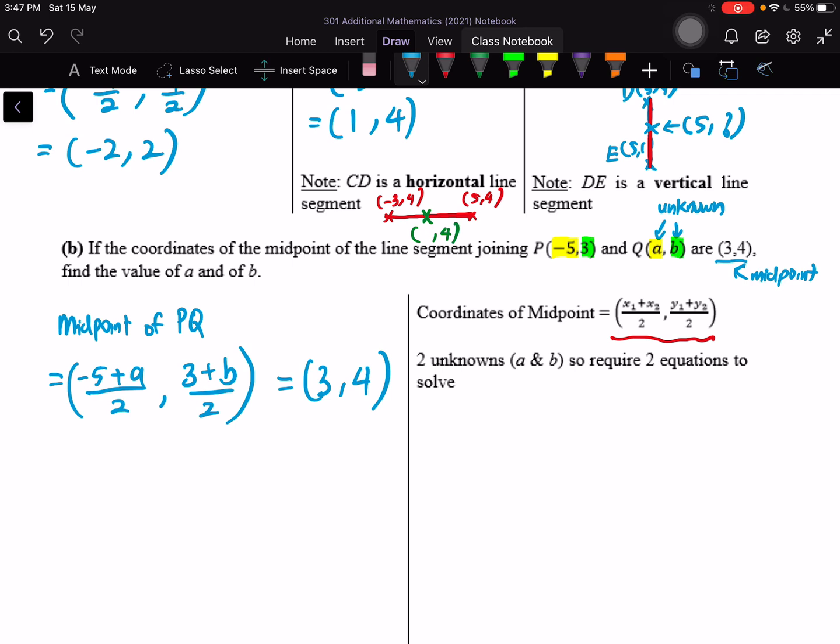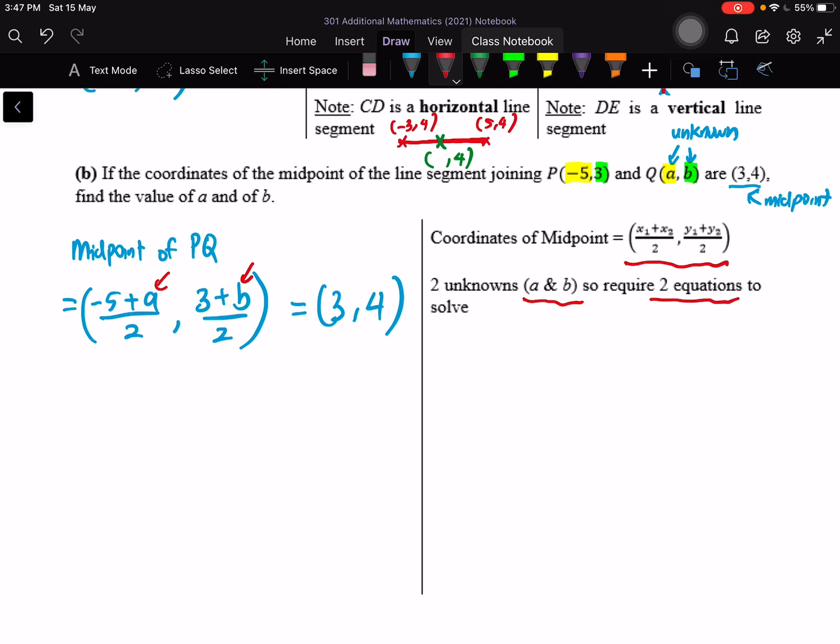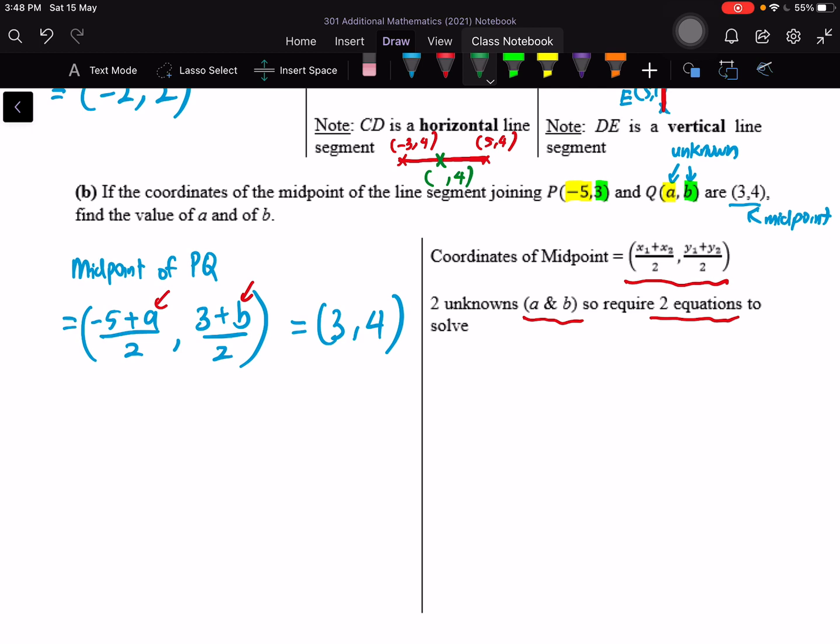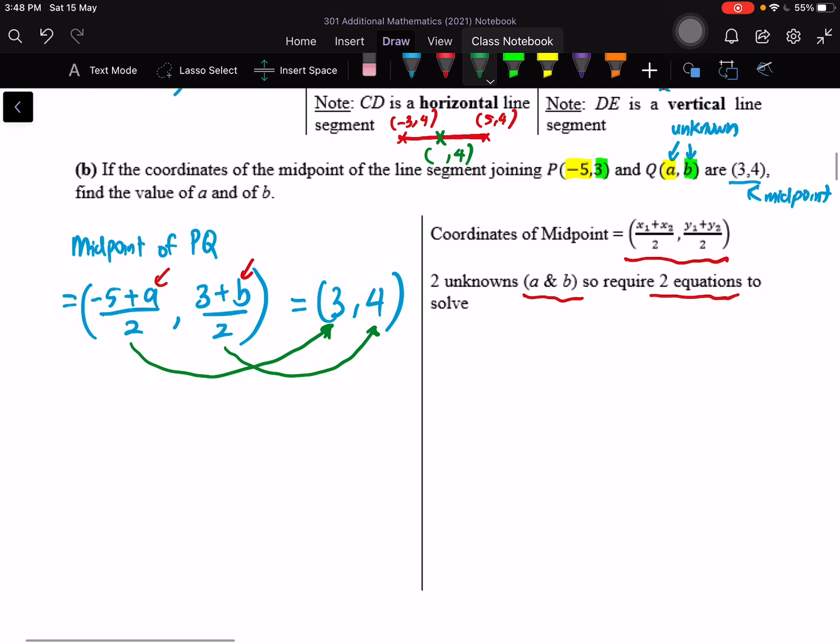Before we move on, just a note that since you have two unknowns, A and B, to solve for two unknowns, you expect to find two equations. So let's see whether we are able to find the two equations. The midpoint of PQ is given to be (-5 plus A over 2, 3 plus B over 2), and the coordinate is actually given to be (3, 4). So you can now match it. This must be equal to 3, and 3 plus B over 2 must be equal to 4. That's how you get the two equations.